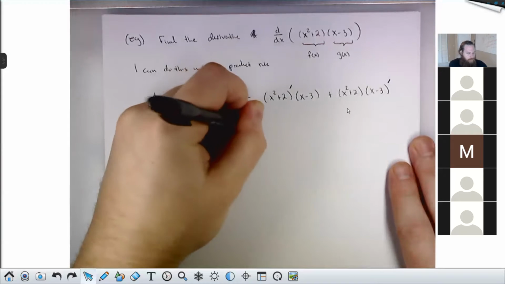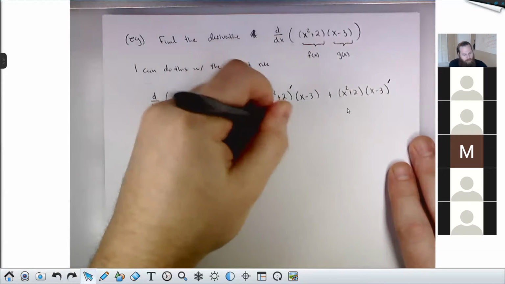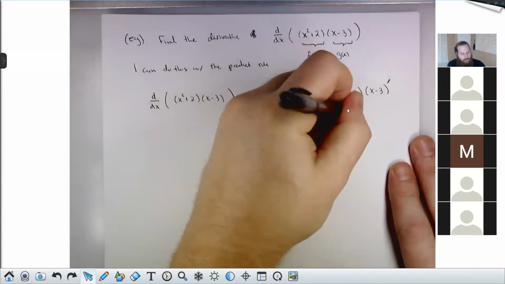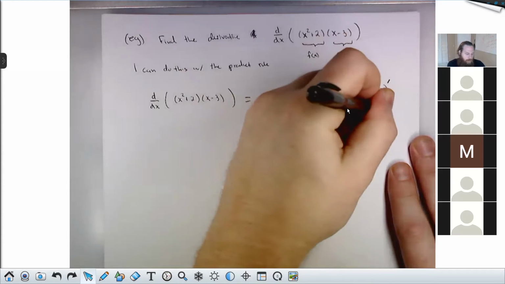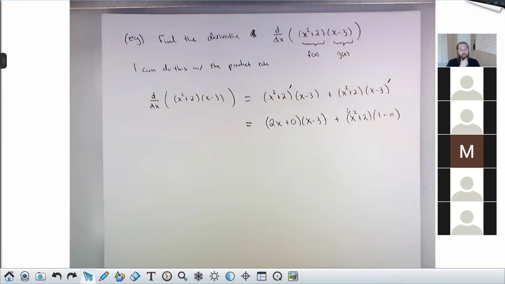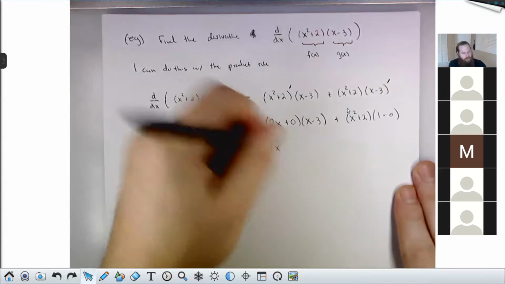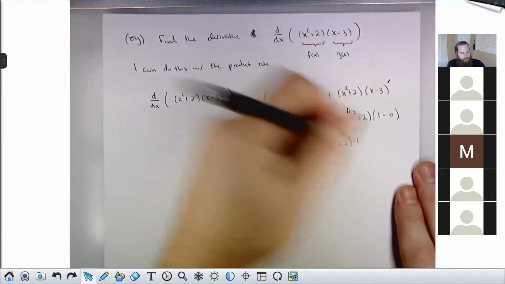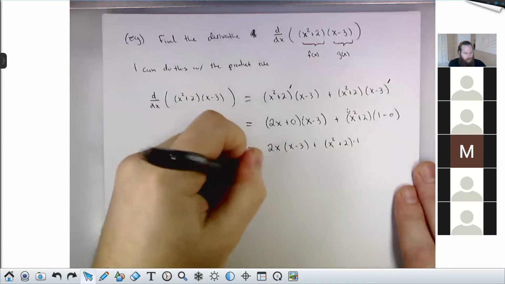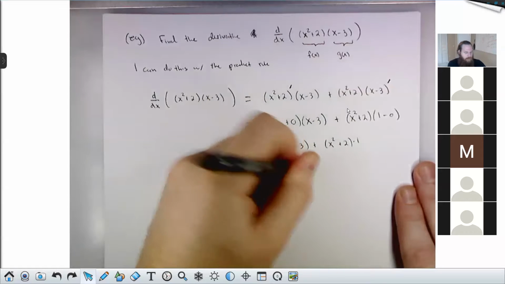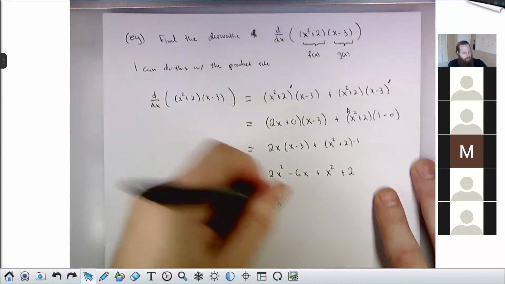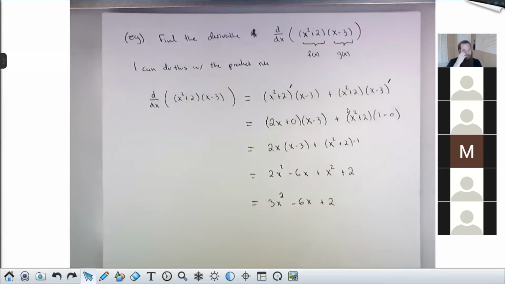Now the derivative of x squared plus 2: the x squared will differentiate to 2x, and the 2 there will differentiate to 0. So that's 2x plus 0 times x minus 3, plus x squared plus 2 times the derivative of x minus 3, which is 1 minus 0. So this is 2x times x minus 3 plus x squared plus 2 times 1. And we can distribute and combine like terms. This is 2x squared minus 6x plus x squared plus 2. So I've got 3x squared all together, minus 6x and plus 2. This works. Is this the best way to do this though?